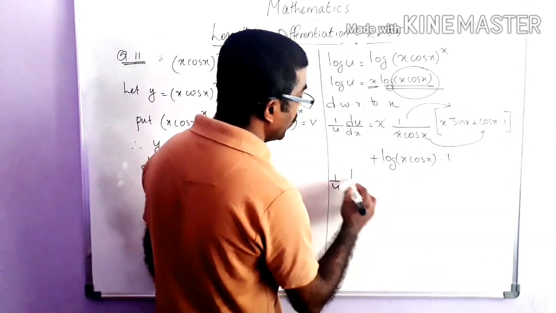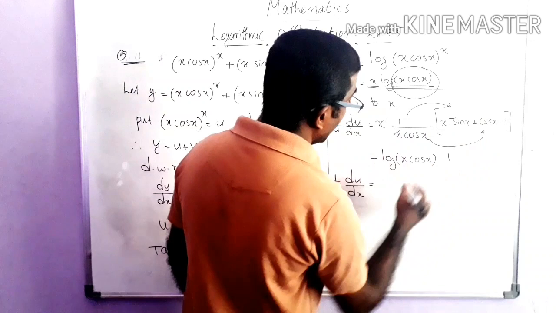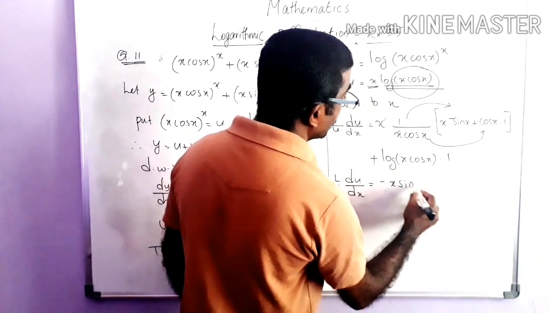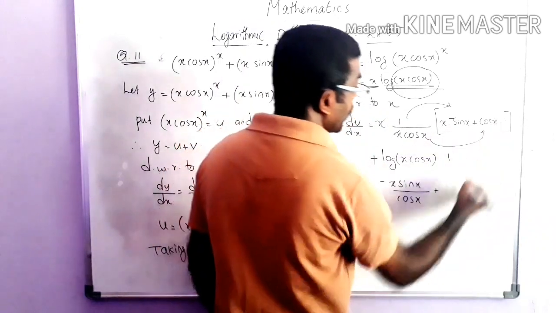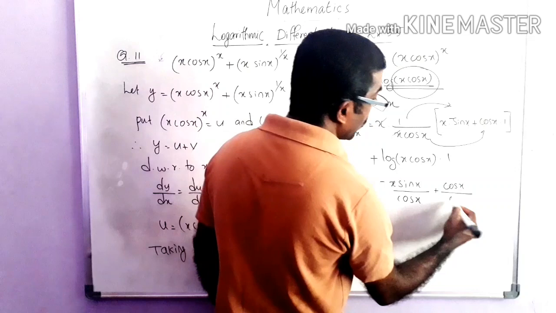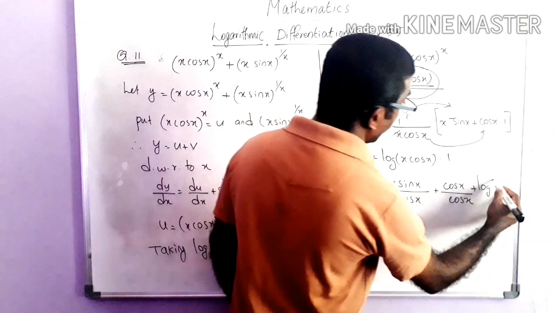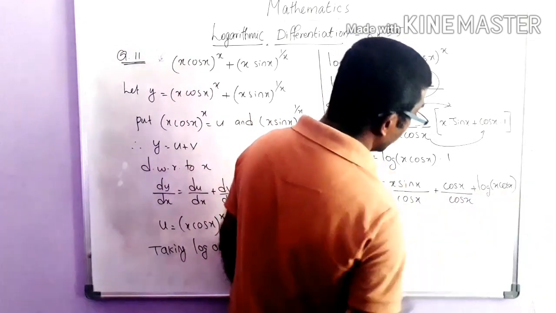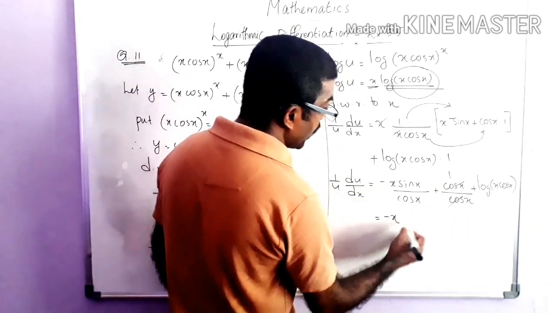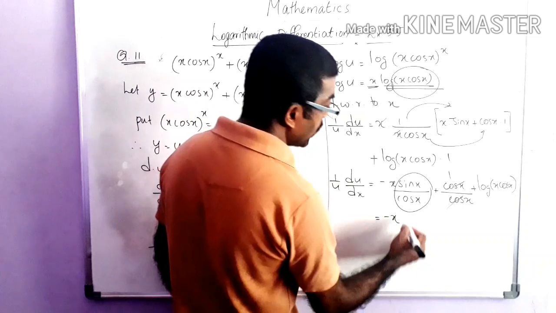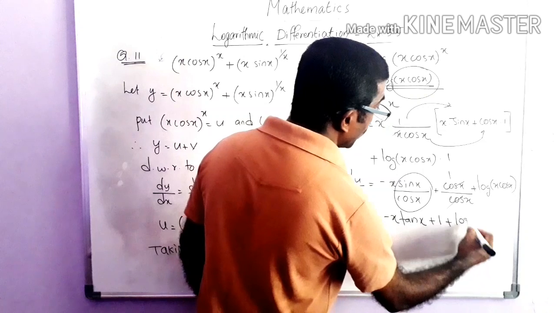That is 1 by u into du by dx is equal to, here the term is minus x sin x, so minus x sin x divided by this one cos x, and plus here the term is cos x divided by this one cos x, then plus the last term is log of x cos x. Okay, this cos x cancels, we get 1, that is minus x sin by cos is tan, so minus x tan x, then plus 1 plus log x cos x.